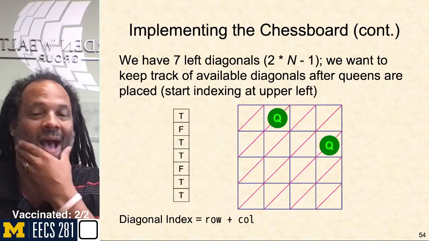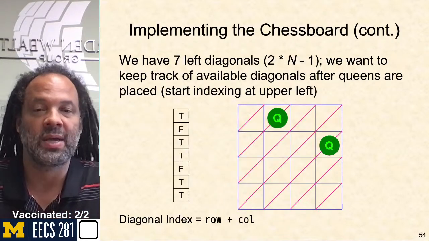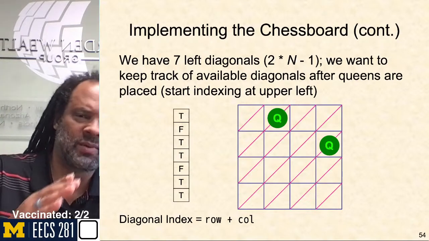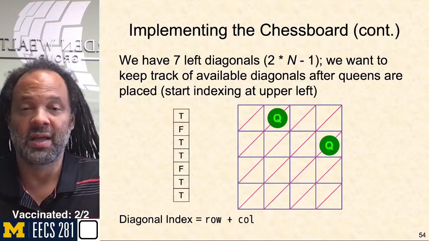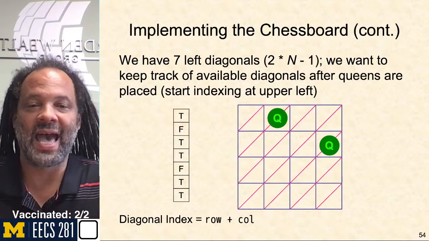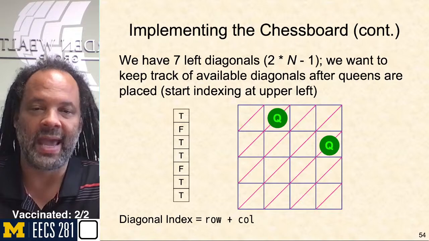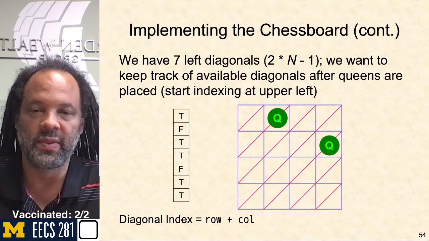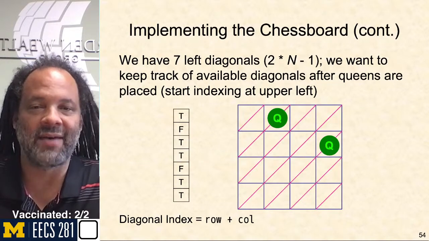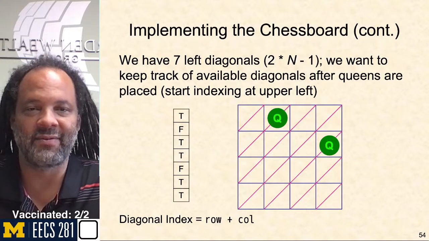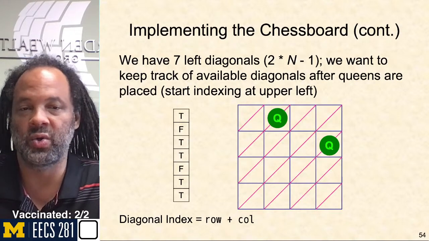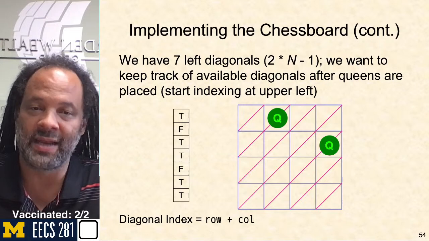Now I've got this more complicated one, and this is where I check out my diagonals. Those magenta, pink lines there, those are the diagonals that we're talking about. And you see that there are more diagonals than there are horizontals or verticals. So in this case, I end up with 7 left diagonals, and that 7 comes from the fact that I've got 2 times n minus 1 diagonals. If you want to do an 8x8 board, you're going to have 15 diagonals.